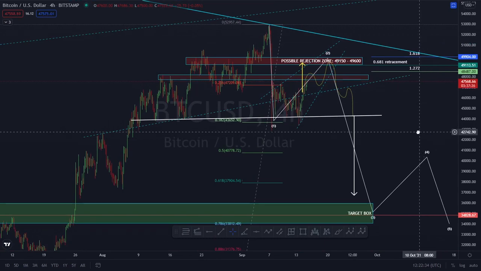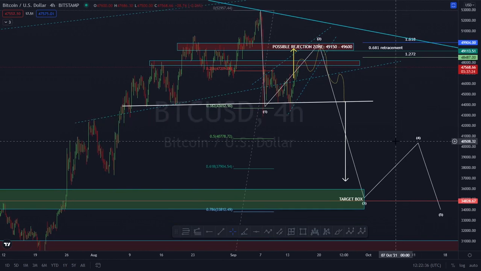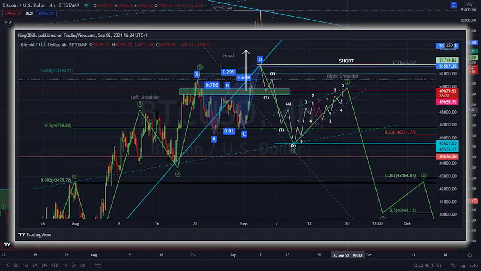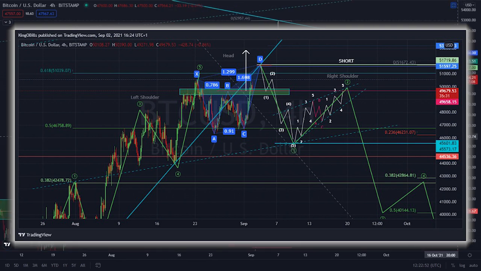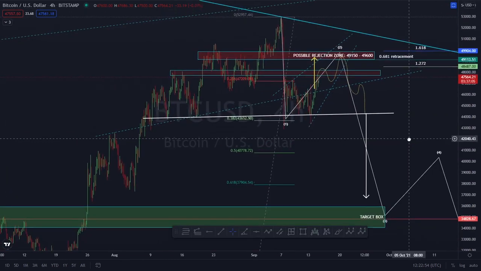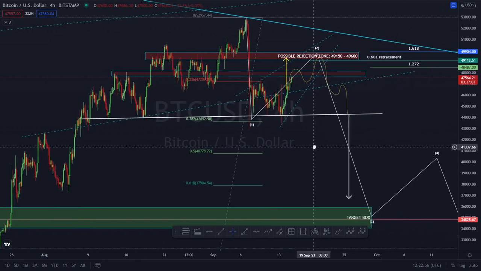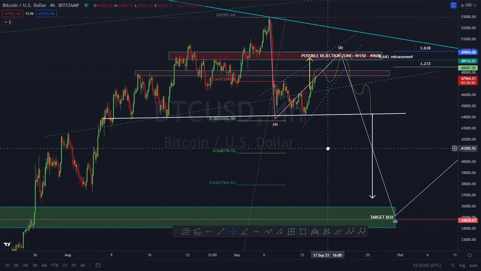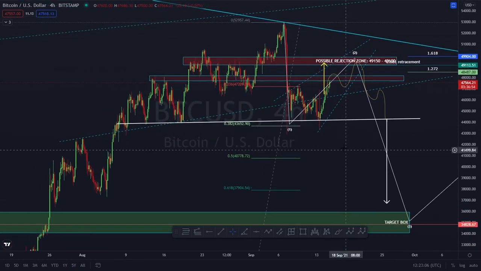So I'm just going to overlay what I said in the previous video, in case you didn't check that out, so you can see the similarities to what's currently happening right now. Just take a few minutes of your time to check out this picture right here. Now that you've seen that, let's move on to the live charts. This is what is currently going on with Bitcoin.